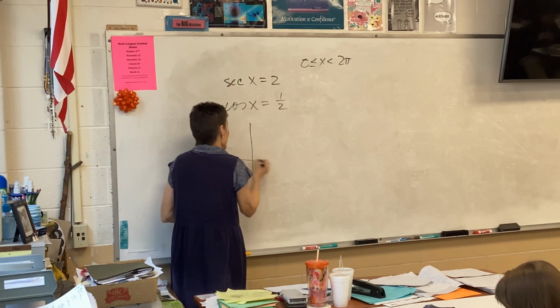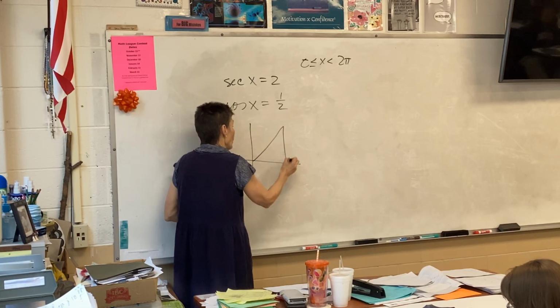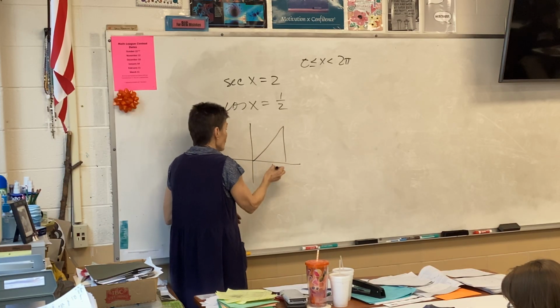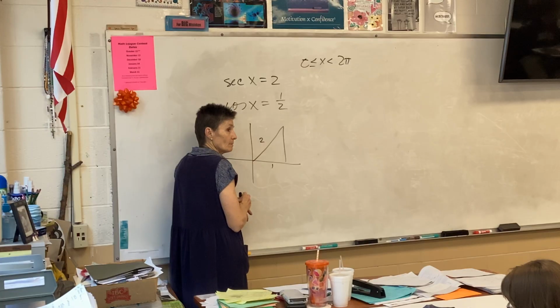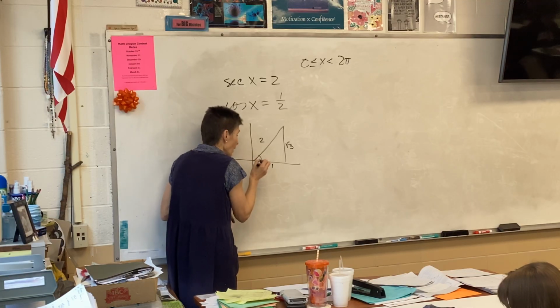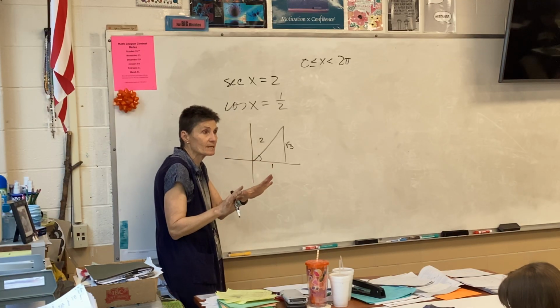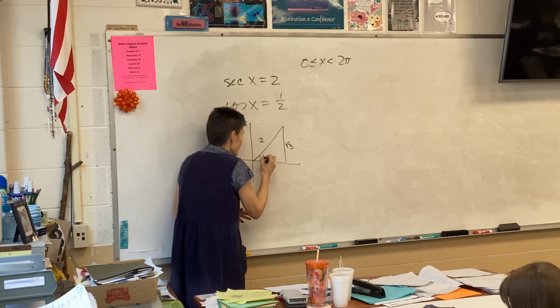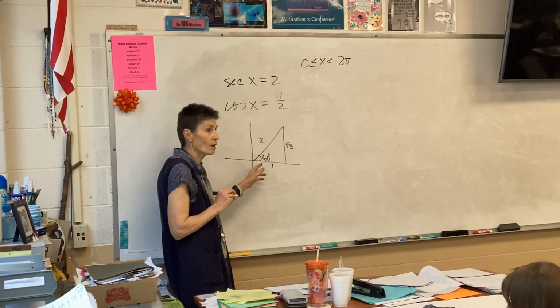Now, that's a positive number. I'm going to go ahead and draw it in quadrant 1. Cosine is 1/2. That makes this root 3. That makes this angle how big? Go ahead in degrees. 60. That's a 60, because it's across from the root 3.